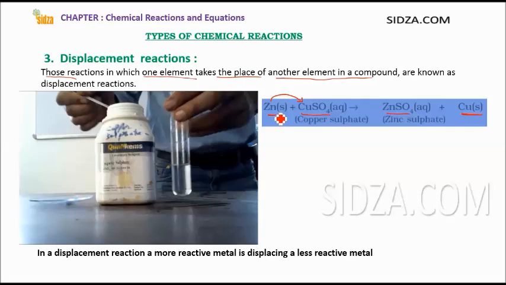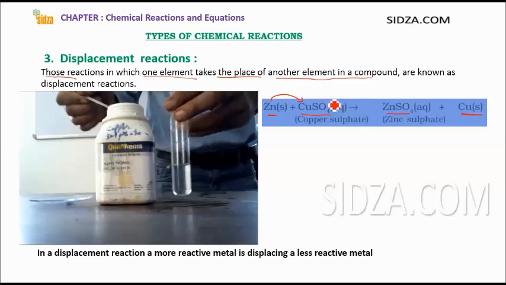The reaction cannot go in the backward direction, means copper cannot displace the zinc from its solution. Why? Because copper is not more reactive than zinc. So a displacement reaction is possible only when a more reactive metal displaces a lesser reactive metal.